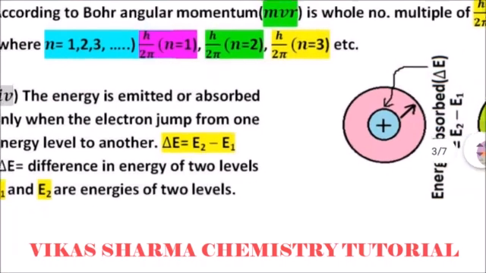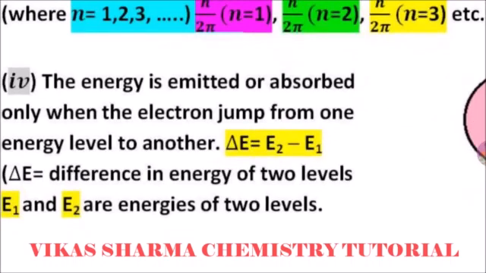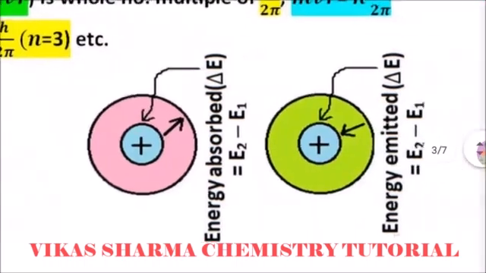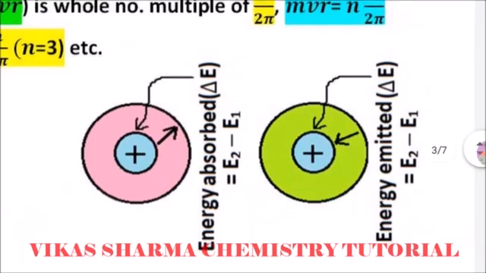So the change in the energy of the electron is delta E, where delta E is the change in energy, E2 minus E1. Delta E is the difference in energy of two levels, and E1 and E2 are the energies of the two levels. For example, when the electron goes from a higher energy level to a lower energy level, the change in energy is E2 minus E1.